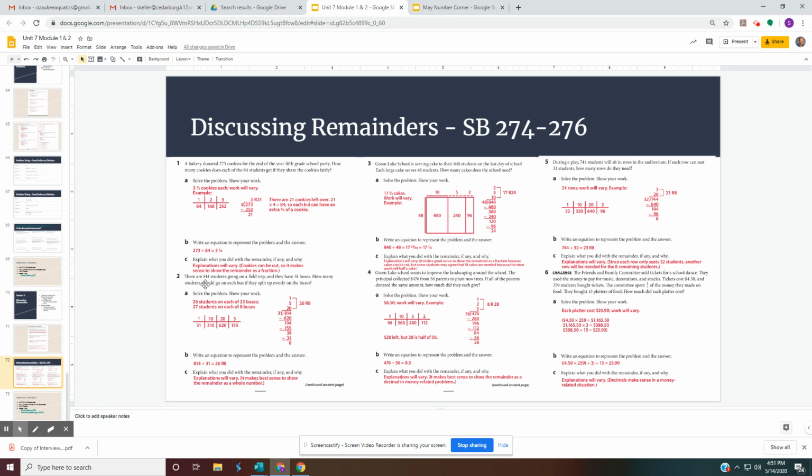Okay. Now for the next one, it says there are 814 students. And what we're going to do is we're going to go on a field trip with 31 buses. How many students would go onto each bus if divided evenly? Right? So to solve the problem, we'd have to show our work. Again, we're using a ratio table. 1 student, 31 people with 31 buses. 10 students with 310 buses. 20 students with 620 people. And then 5 would be 155.